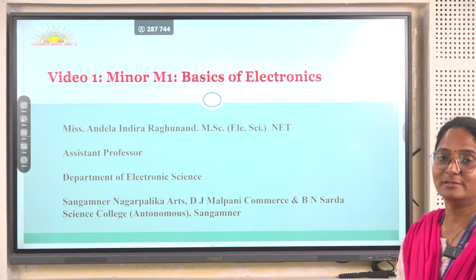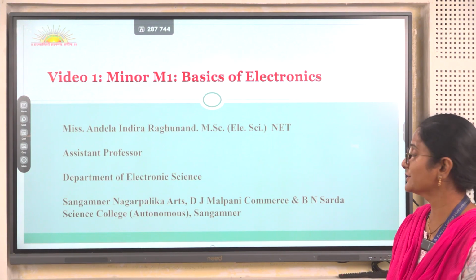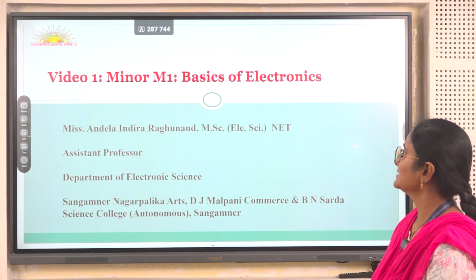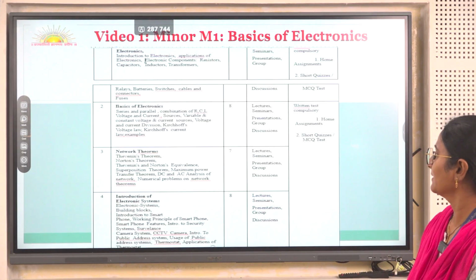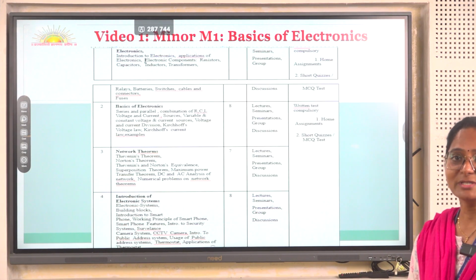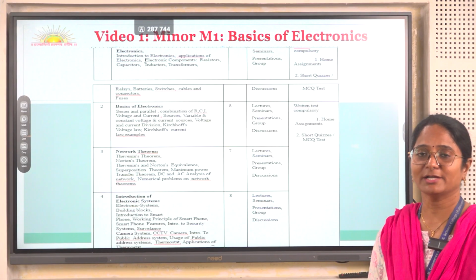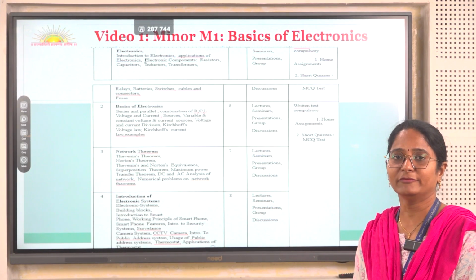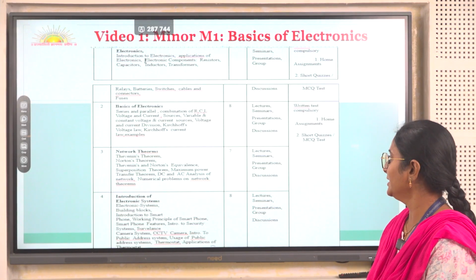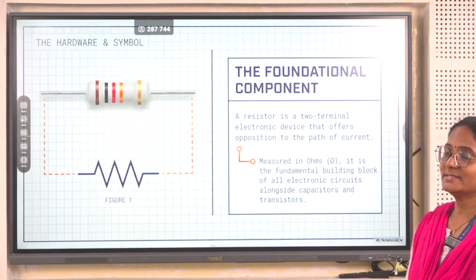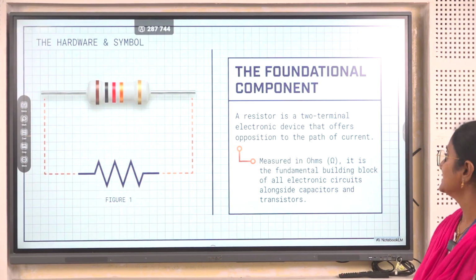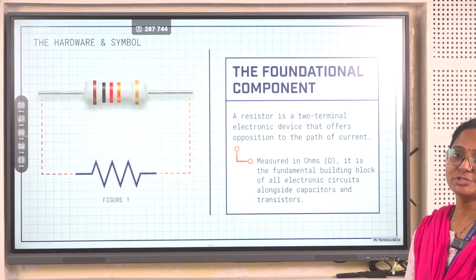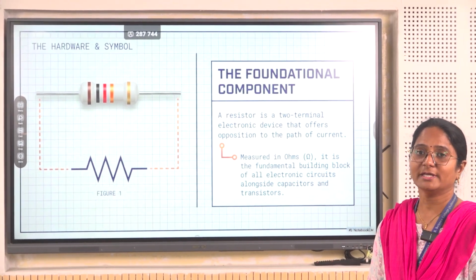So, this is a lecture series, the first video on the basics of electronics for the minor students. This is the syllabus for the minor students and we are going to start with the first lecture on the basic component, that is nothing but your resistor. So, what is a resistor? A resistor is basically a two terminal electronic device which offers opposition to the flow of electrons.